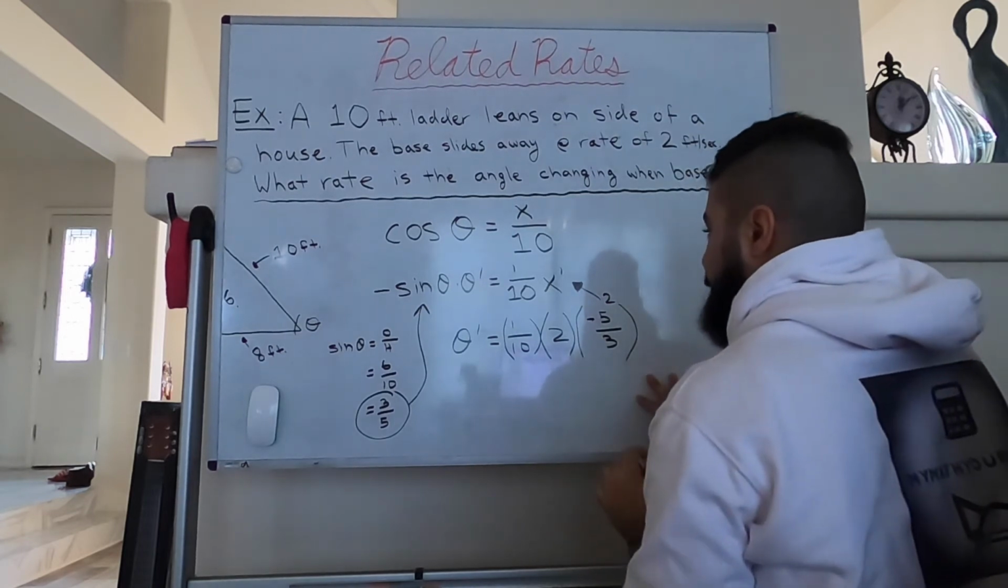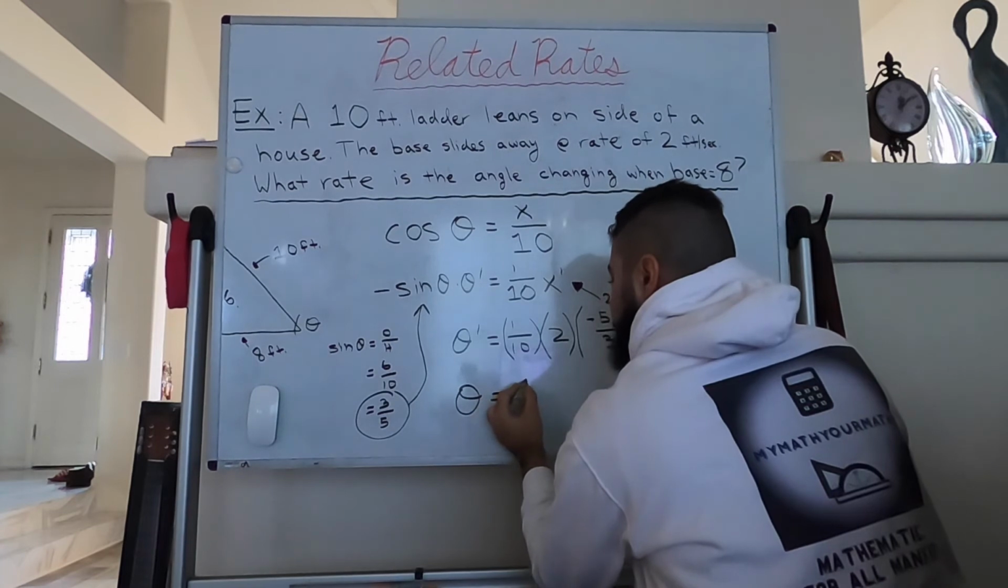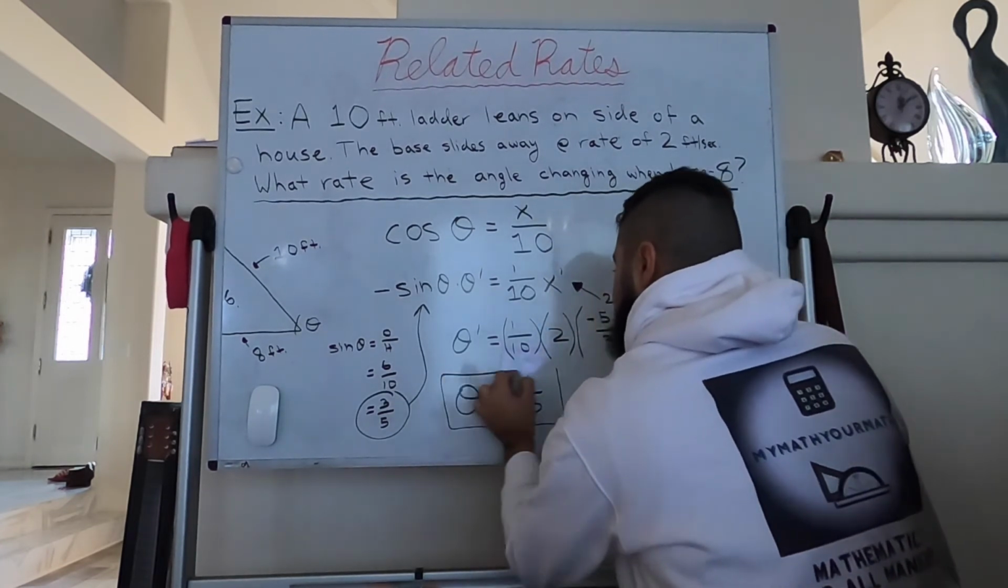Alrighty. This all reduces down to a negative 1/3, which is the rate at which the angle theta is changing.